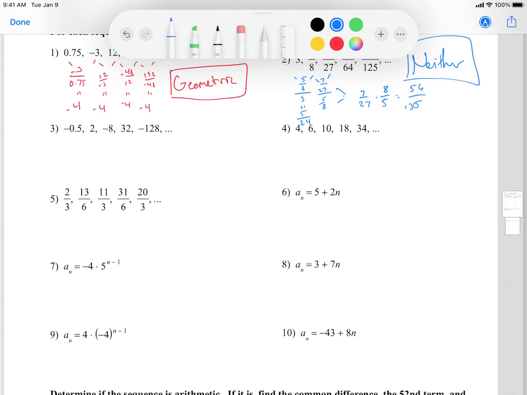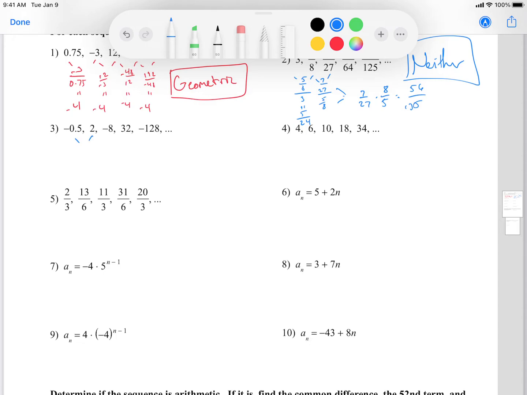All right, let's take a look. If we look at number 3, again, we're going negative, positive, negative, positive, negative. So this definitely can't be arithmetic, because if I add a constant number, I'm never going to go positive, negative, positive, negative. The only ones that can possibly do that are geometric.